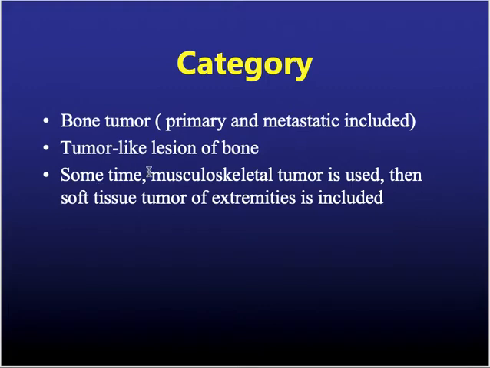There are some tumor-like lesions of the bones as well, and sometimes the term musculoskeletal tumor is used, which includes soft tissue tumors of the extremities. Anyhow, our discussion will be primary, and we will also discuss some tumor-like lesions of the bone. In many surgical books, you will find this topic under orthopedic oncology, but of course they all say the same thing.